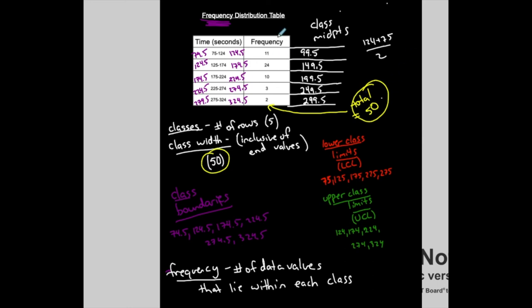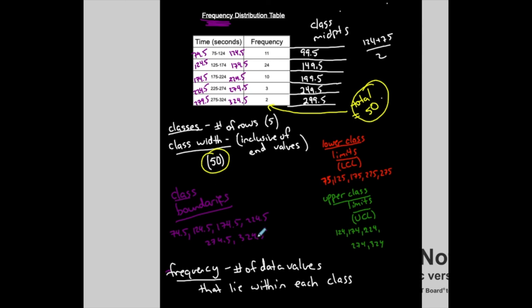Now, that is a coincidence. This should not always match the class width. This is a coincidence, okay? The difference between the class midpoints and the lower class limits and the upper class limits should match the class width. But the number of data values does not have to match the class width. That is a coincidence for this example. This represents the total number of data values from a data set for this frequency table.